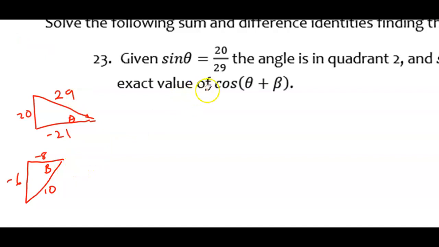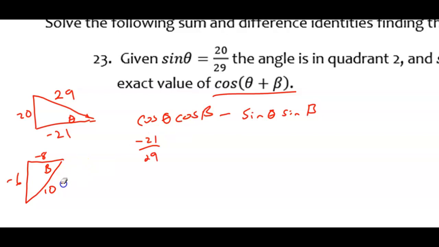So now it says find the exact value of cosine of theta plus beta. So remember, this is going to be cosine theta, cosine of beta, minus sine of theta, sine of beta. So cosine of theta is negative 21 over 29. Cosine of beta is negative 8 over 10. Sine of theta is 20 over 29. Sine of beta is negative 6 over 10.